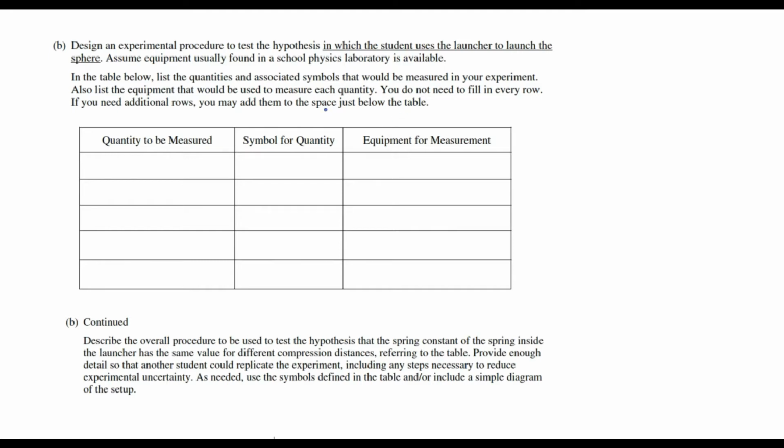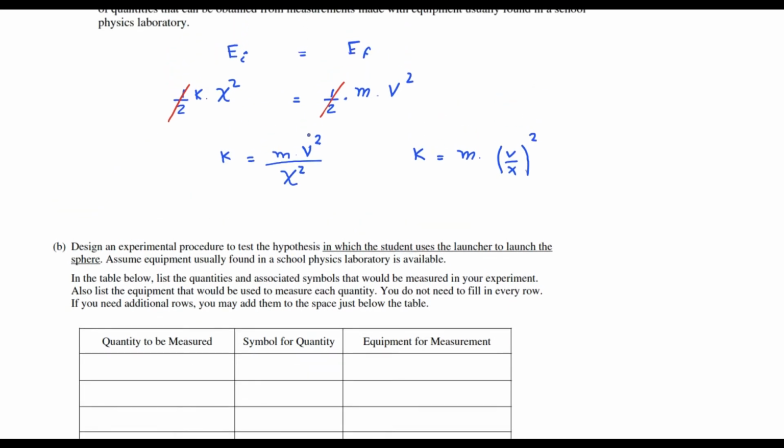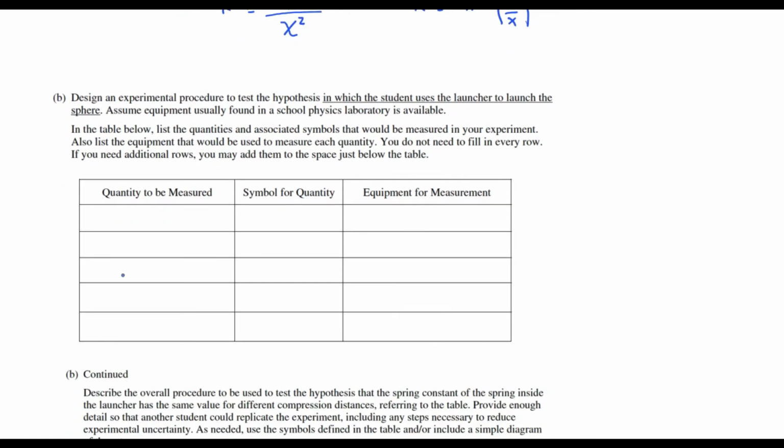Okay, so what are the quantities to be measured? Well, we need to measure all the quantities that will allow us to calculate the value for the spring constant. So we need to measure the mass of the sphere. Number one, mass of the sphere. Symbol for quantity: m or m_s for mass of sphere. And how are we going to measure the mass? Well, we can use a triple beam balance, which is a very precise instrument, to take measurements of mass.